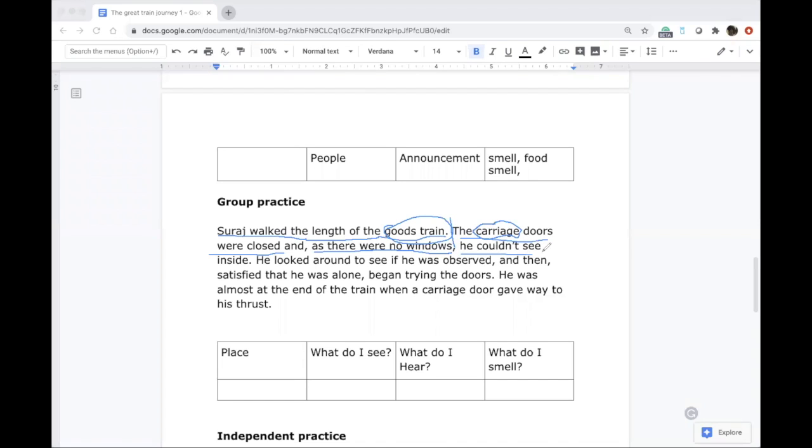Okay, very good. He couldn't see inside. Who is he here? Suraj. Suraj couldn't see inside. Can anyone tell me why? Because there are no windows. And there is another reason, one more reason. Because the doors are closed. Doors are closed. Very good. The doors are closed and there are no windows. That's why Suraj was not able to see anything inside.